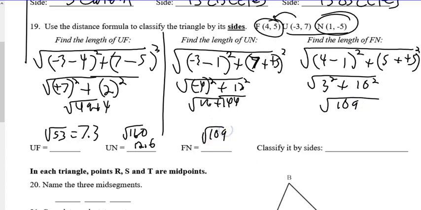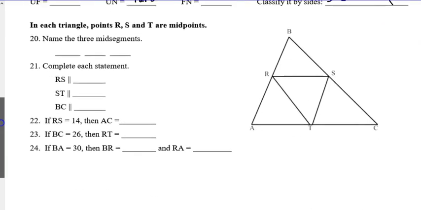And if you use the square root of 109, you get 10.44. Approximately. All three sides are different, so that's scalene. Again, the best way to get this down is just to practice it over and over.